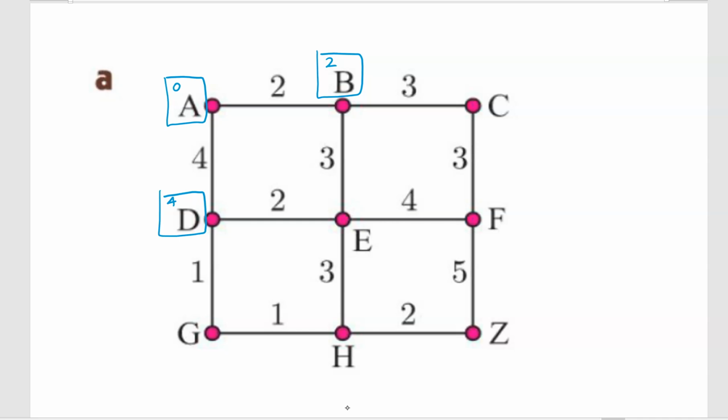numbers in, the weights. All right, to get to E, it can either be 2 plus 3, 5, or 4 plus 2, 6. So clearly 5 is the winner. There she blows. To get to G, it's 4 plus 1 is 5. Okay, now H. This is where we have to decide. Is it 5 plus 3, which is 8, or 5 plus 1, 6? So 6 is clearly the shortest.